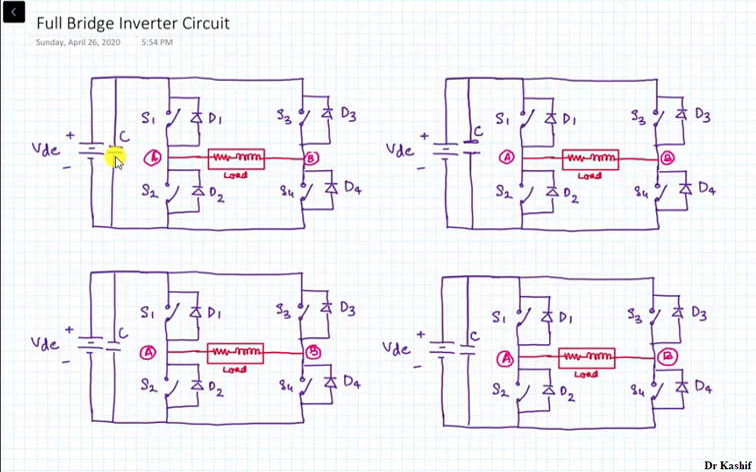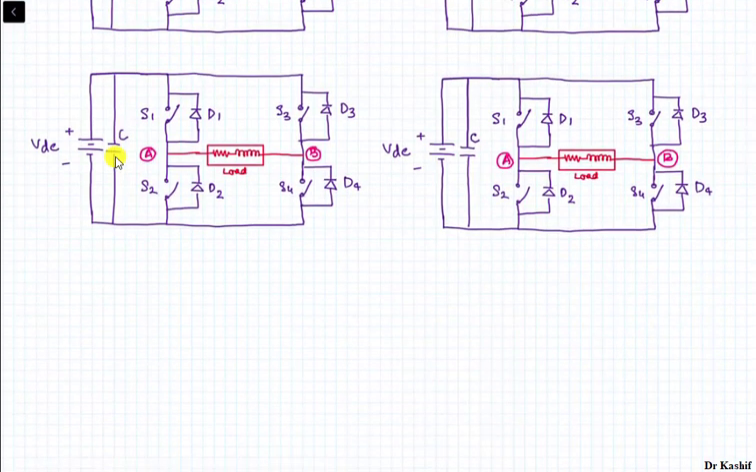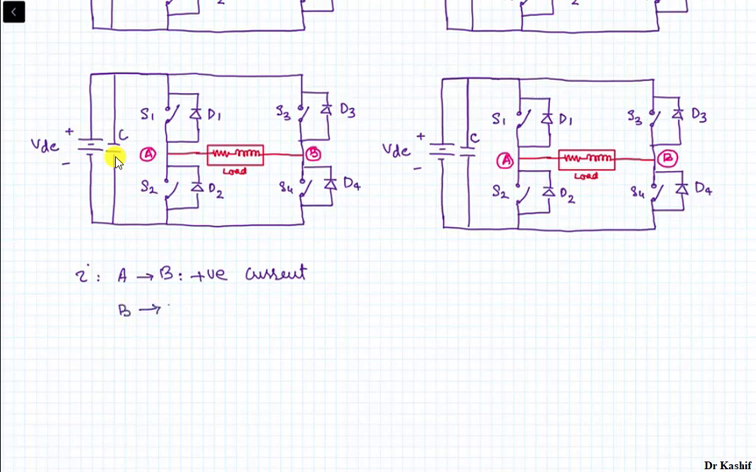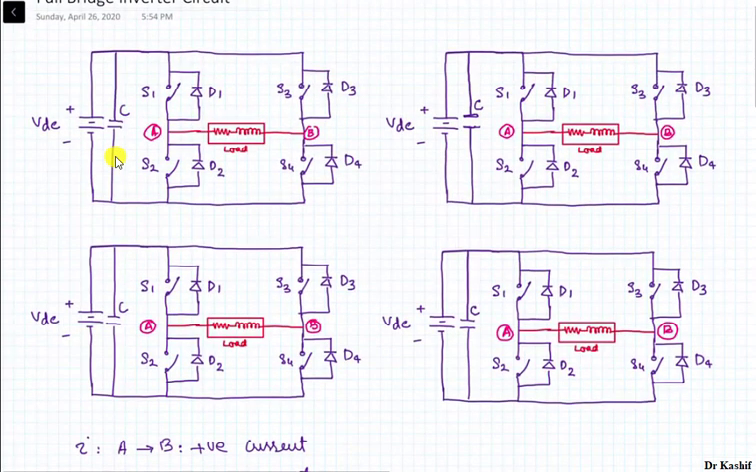Now if the current flows from point A to point B, I will consider it the positive current. So I am going to write it down over here. If the current flows from point A towards point B, I will consider it the positive current. And if the current flows from point B to point A, then I will consider it the negative current. And the voltage polarity will be with respect to the supply polarity.